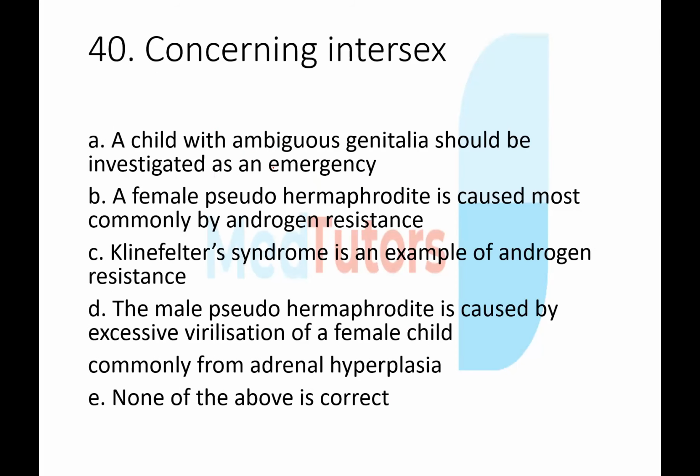Now, concerning intersex. A, a child with ambiguous genitalia should be investigated as an emergency. B, a female pseudohermaphrodite is caused most commonly by androgen resistance. C, Klinefelter syndrome is an example of androgen resistance. D, male pseudohermaphrodites is caused by excessive virilization of a female child, commonly from adrenal hyperplasia. E, none of the above is correct.